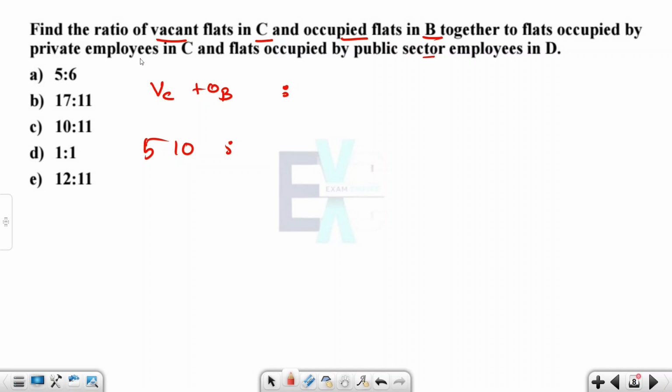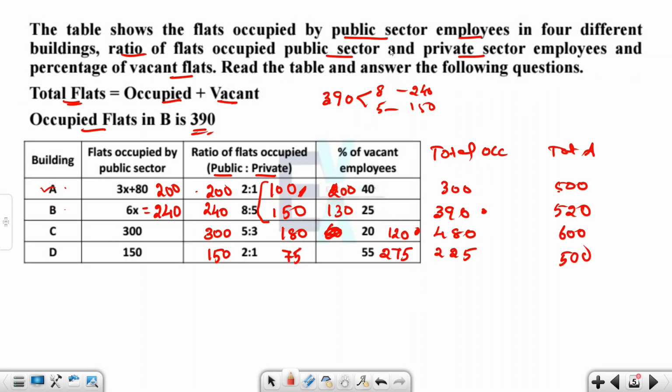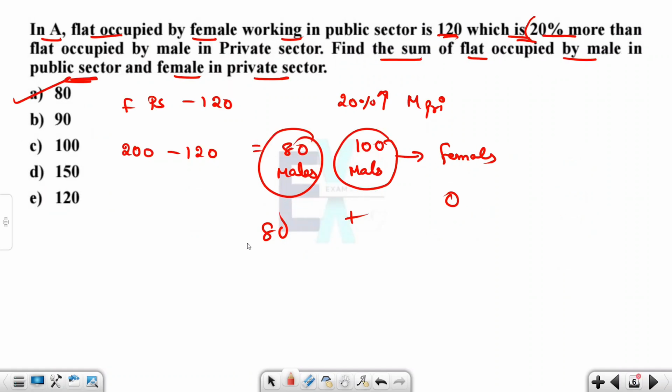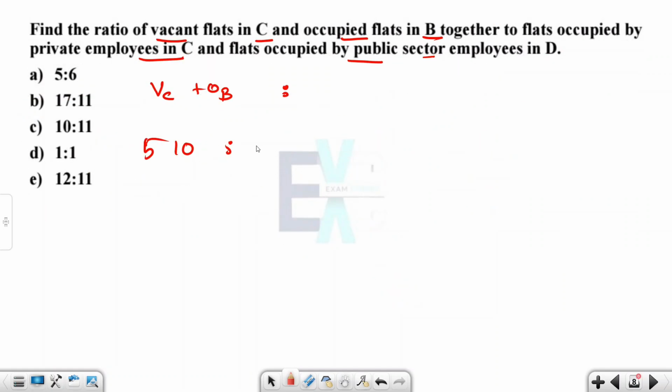Next, private employees in C and occupied by public in D. That is 180 plus 150, which is nothing but 330. So they are asking you to find the ratio. What is the ratio? 17:11. So the answer is option B.